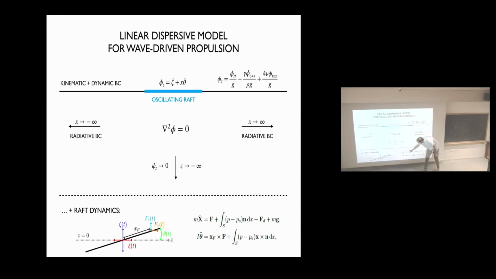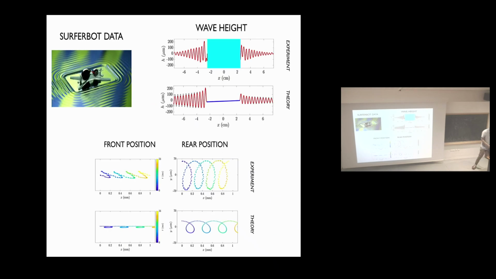which is represented by this vector capital F, you have a fluid response, so that's given by this pressure integral. You have drag, and you have gravity. Okay, so if you couple all of those equations together, the fluids equations and the raft equations, you can work out what the surfer bot is going to do. And this is what you get.